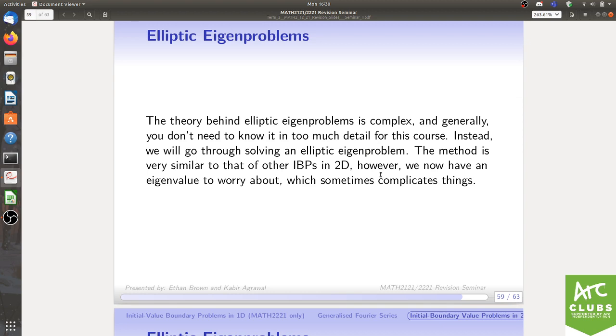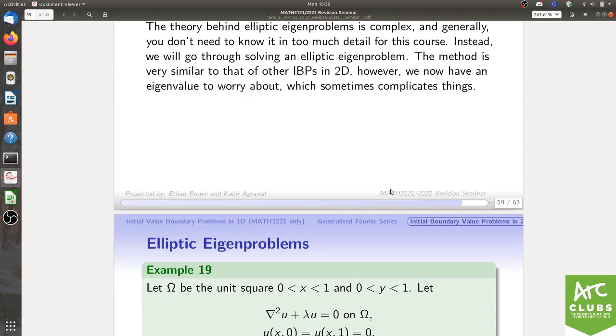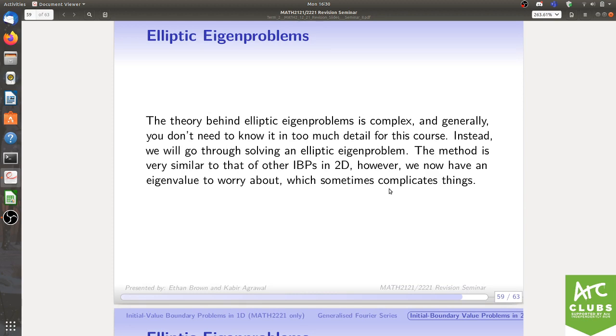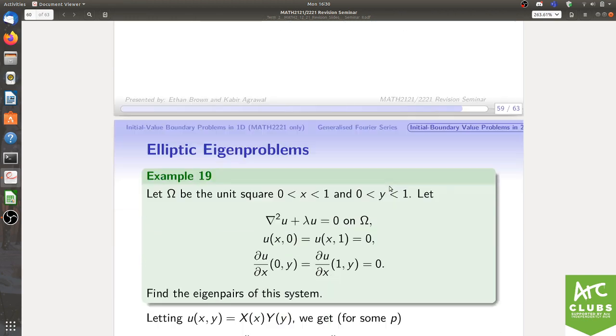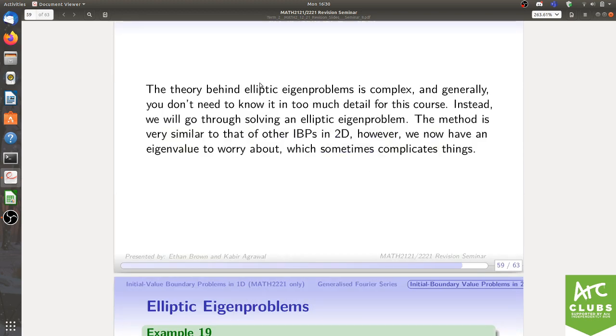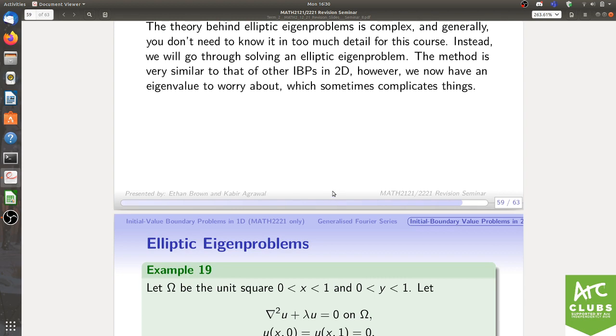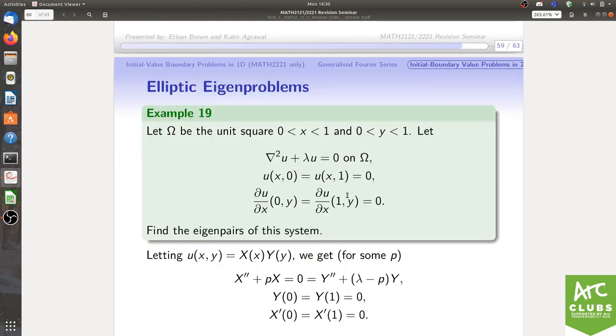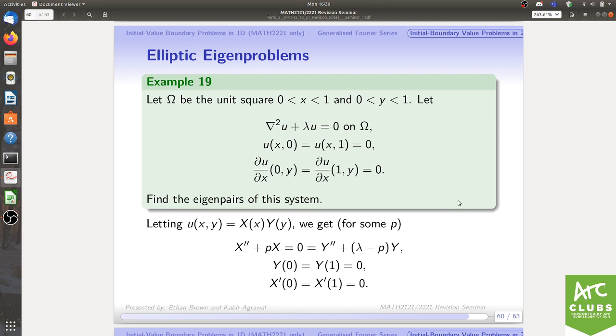Elliptic eigenproblems, you don't need to know the theory for it. They're way too insane, so we won't really need to worry about it too much. But now we move on to the stuff that is purely just for 2221. 2121 can do it for extra understanding if they so desire. You don't really need to know about why it works. Just the fact that it works is enough for 2221.